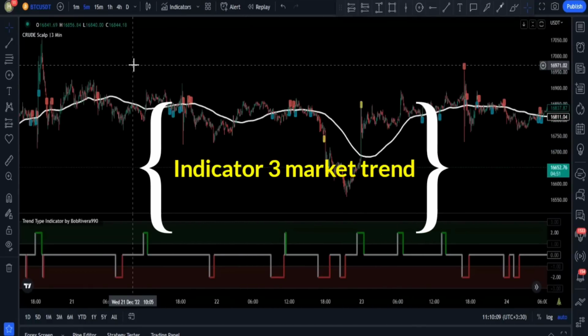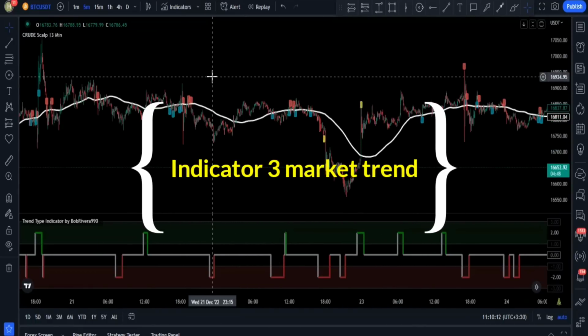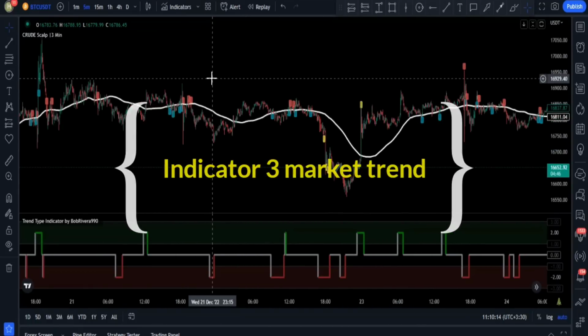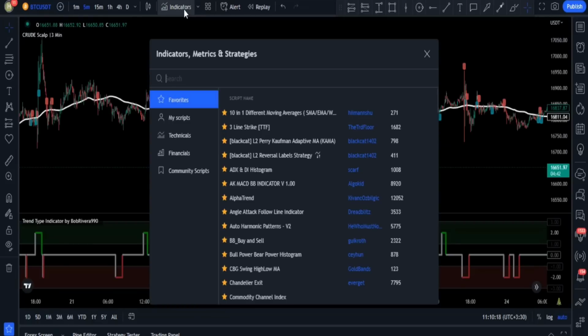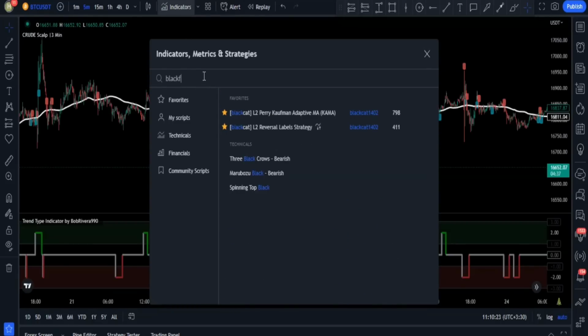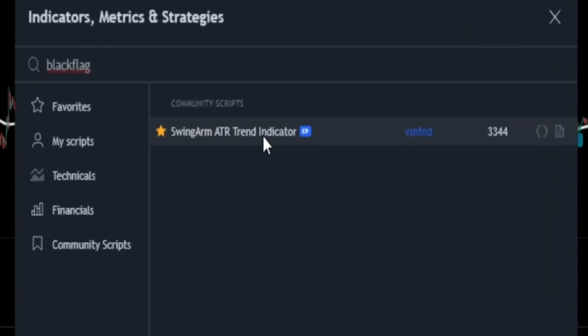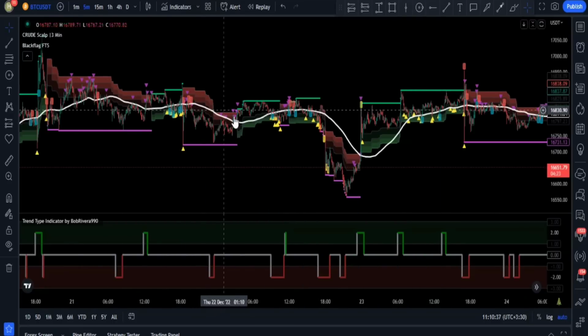In order to trade according to the trend of the market, it's better to add another indicator to this strategy and our setup. So I open the Indicators tab and search for black flag and add the Swing Arm ATR Trend indicator to my chart. You see that adding this indicator turns the chart into a mess. But no worries, we just need to open its settings.